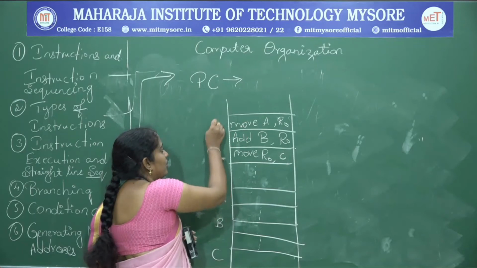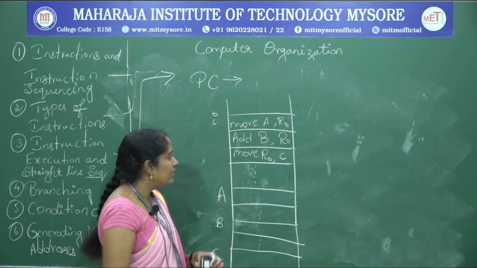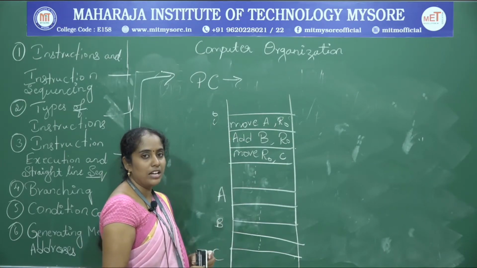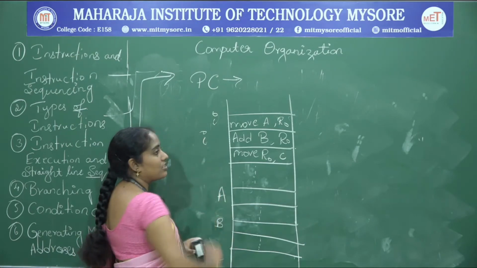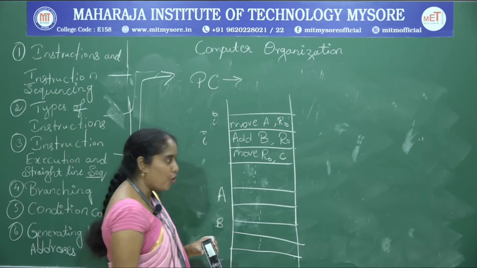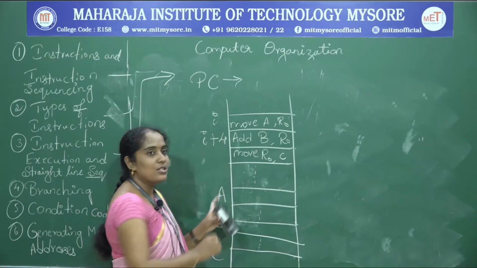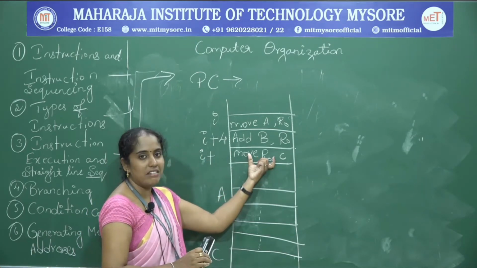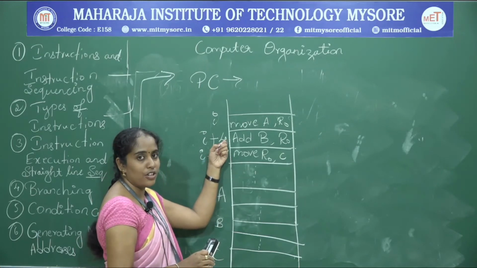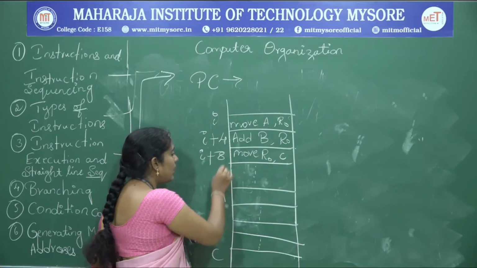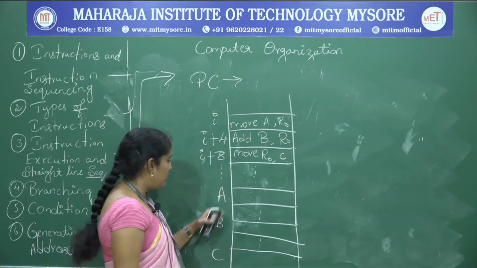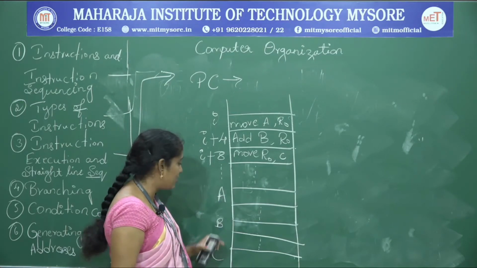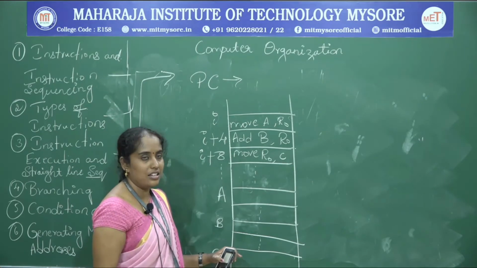Say, for example, the address of this is I. The address of the first instruction may be I, and for the next instruction, if it is a 32-bit word length, what is the next address? It is I plus 4. So the next word address is I plus 4, then I plus 8, and so on. The A value may be stored in another location, and C for the result is in another location.